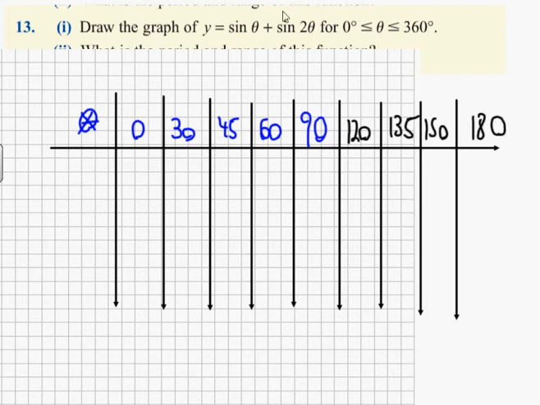Unfortunately, I'm running out of space here, so I'm going to have to go underneath again. I'm going to go for 210, 225. I'm just going to keep adding on. It's like a cycle: I just keep adding the original values onto 180. So it's going to be underneath this one.